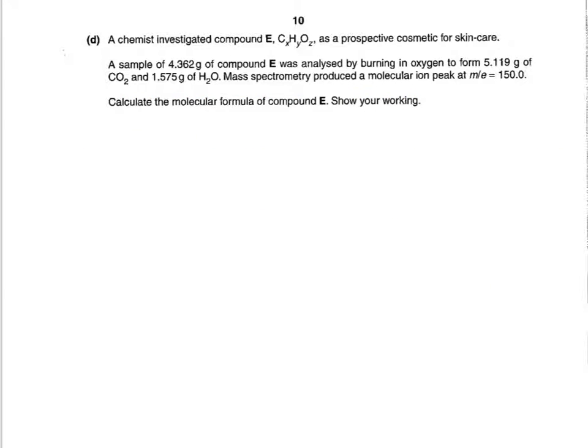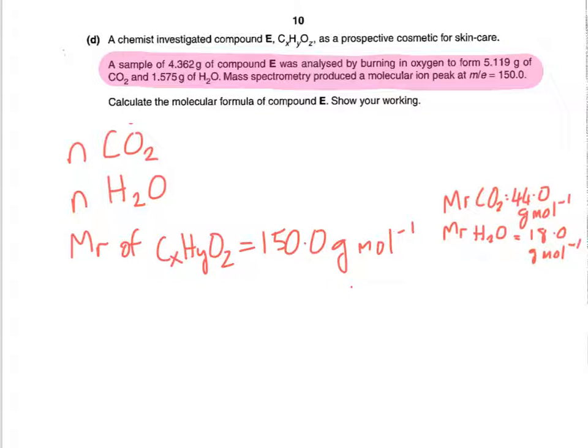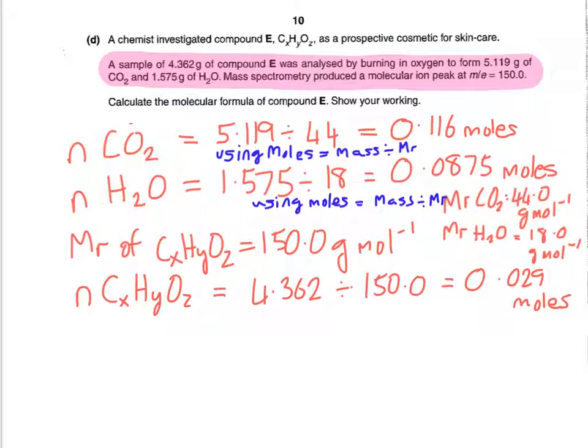Looking at this one, it gives you quite a lot of space and what appears like not very much information. Obviously there's quite a lot of data in the middle sentence. The first piece of information you can read straight off is the MR of CxHyOz is 150 grams per mole, because it tells you that the molecular ion peak is 150. If you look carefully, it shouldn't be difficult to find the data you need to work out the moles of everything by using moles equals mass over MR.